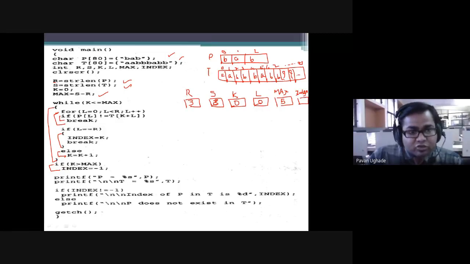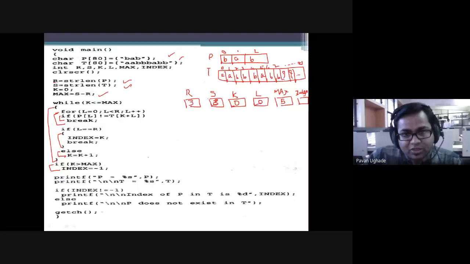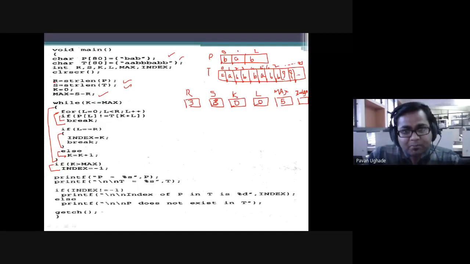Not equals to T of K plus L. What is K? K is 0. L is 0. K plus L is 0. T of 0 is A. P of 0 is B. B is not equal to A. Condition true or false? B not equals to A. True or false?